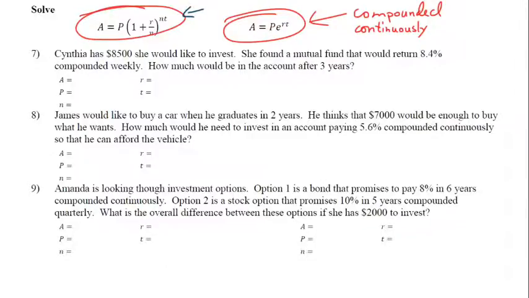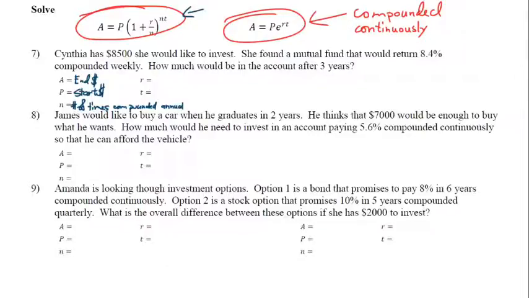Okay? So number 7. Oh, let me back up. Let me define the variables real quick. Don't necessarily write this down in these spots, write these elsewhere, but your A value represents your ending amount. Your P is your starting amount, otherwise known as your principal. Your N is the number of times compounded per year, or I could say annually.